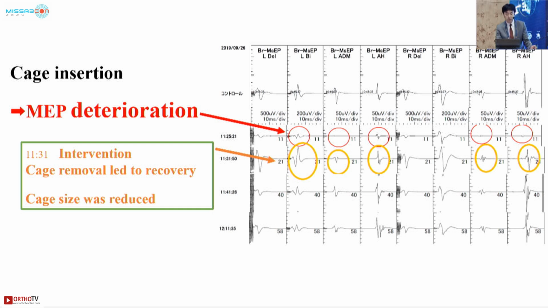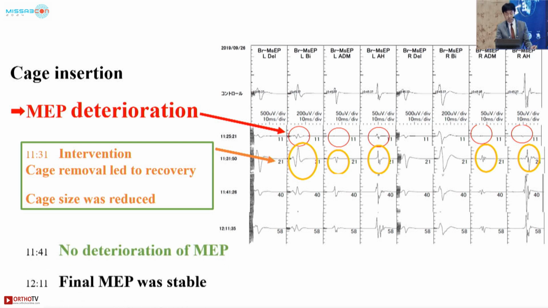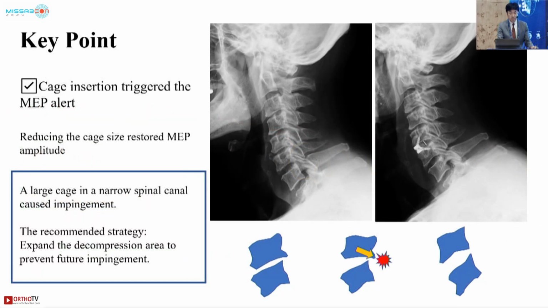So the decision was made to use a smaller cage, which successfully prevented further decline in MEP amplitude. So, key point: a large cage in a narrow spinal canal sometimes causes impingement. The recommended strategy is to expand the decompression area to prevent future impingement.